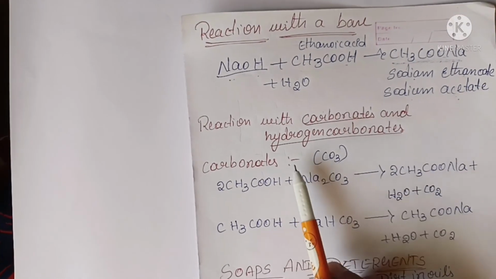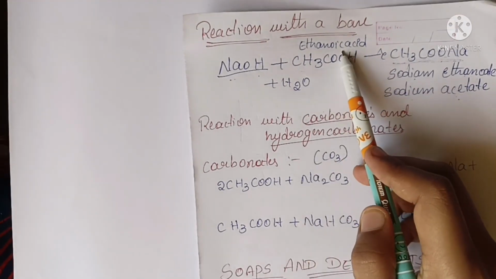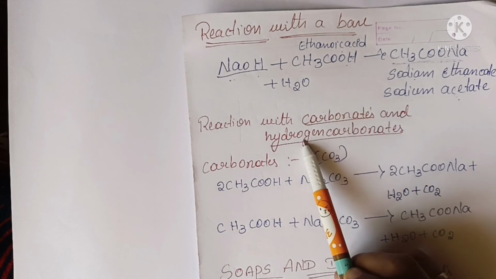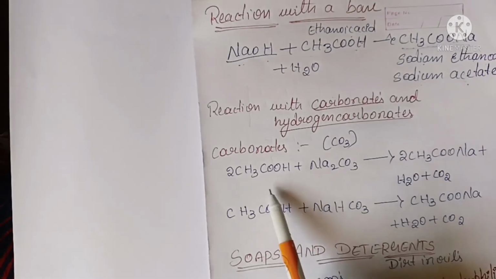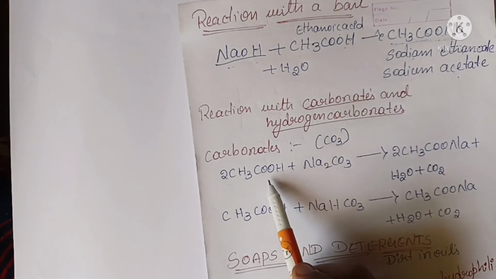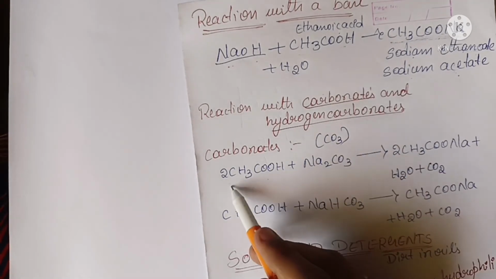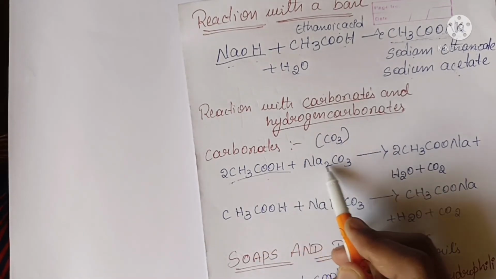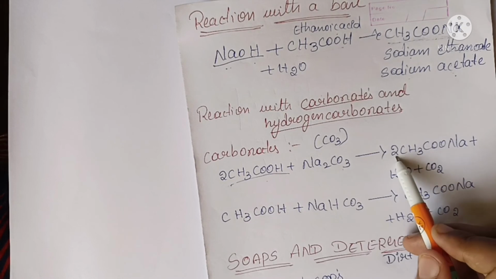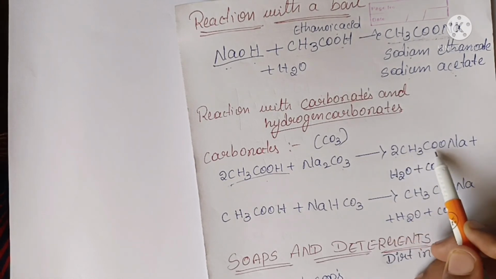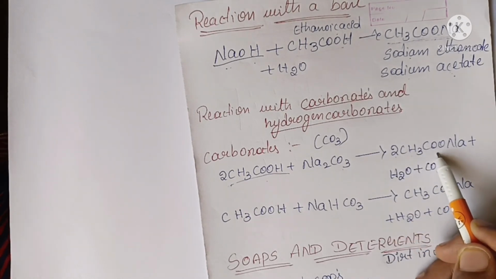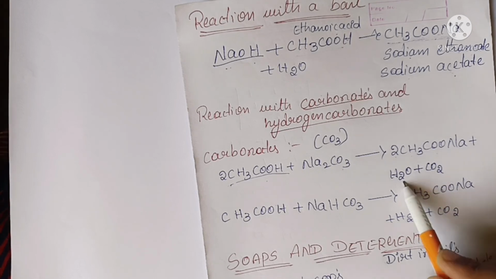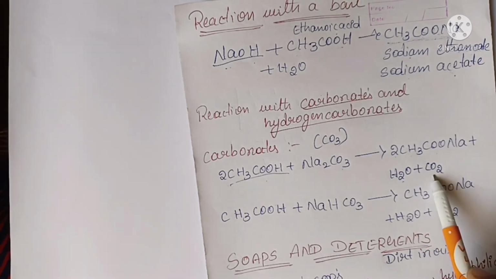And the next one, what happens when ethanoic acid reacts with the carbonate and the hydrogen carbonate? The first one we will discuss is the carbonate. When ethanoic acid reacts with the sodium carbonate, it gives two molecules of sodium ethanoate or sodium acetate, plus the liberation of the water molecule and the liberation of CO2.